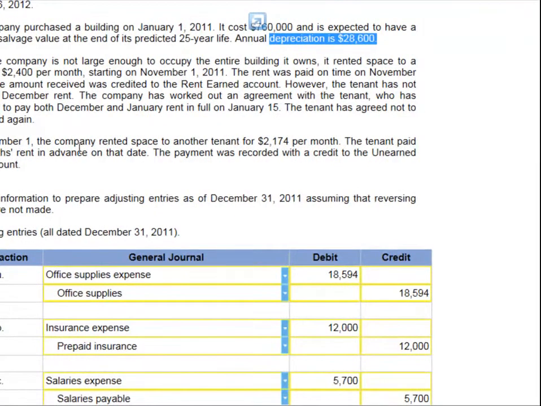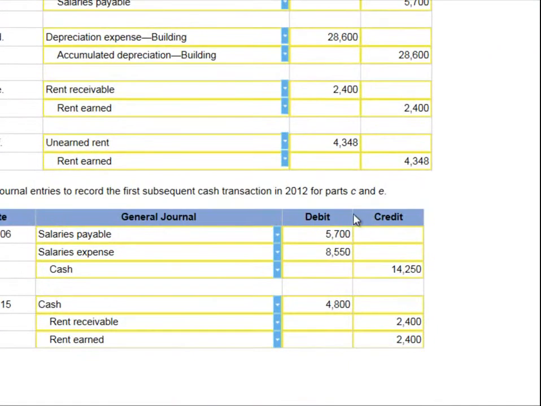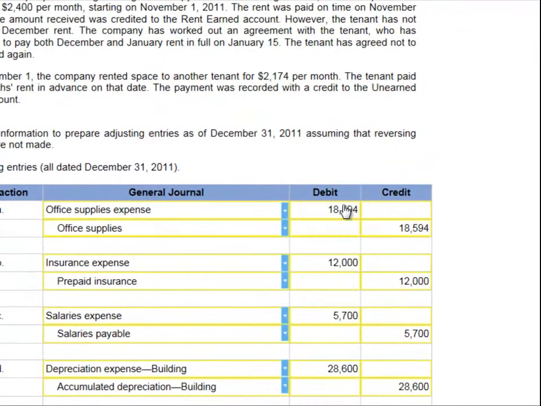F, on November 1st, the company rented space to another tenant for $2,174 per month. That tenant paid 5 months' rent in advance on that date. The payment was recorded with a credit to the unearned rent account. So they've given us 5 months, 5 times $2,174. So that's what we'd want to record there. We'd record $10,870. I'm sorry. That $10,870 would be the full 5 months.